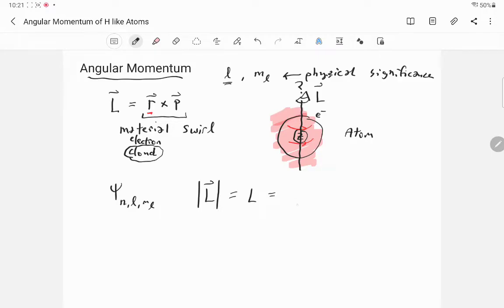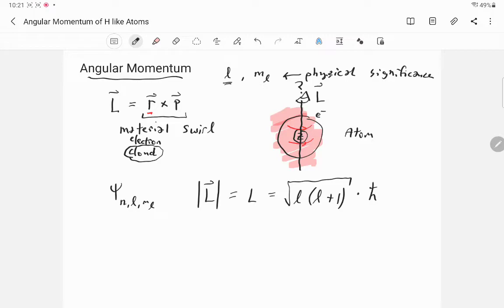The relationship is kind of a strange one. You take l times l plus 1, so it's an integer times the integer increased by 1. You take the square root of it, and you multiply by h bar. So l is an integer. l can be 0, so that is capital L can have the value 0. So the atom can have no angular momentum, which is very interesting.